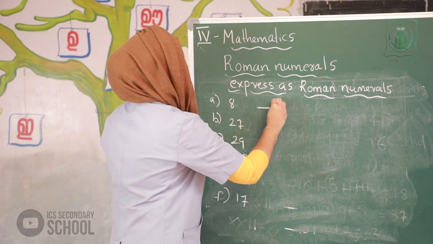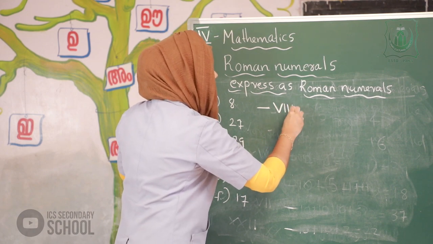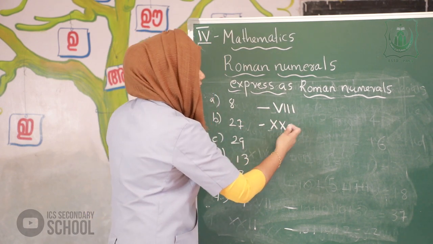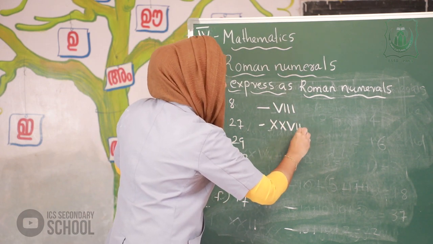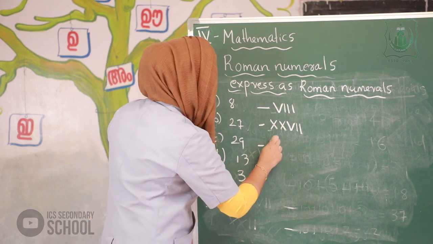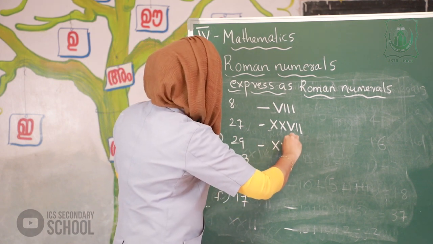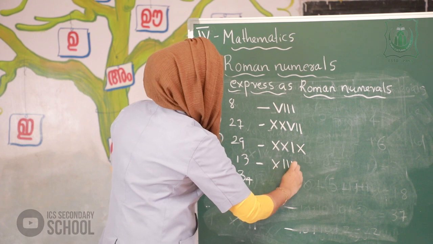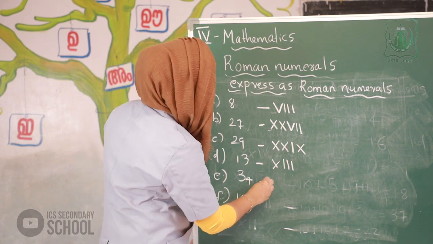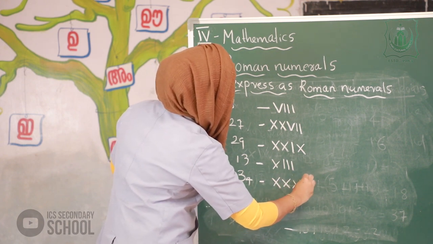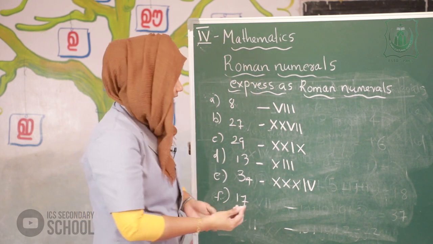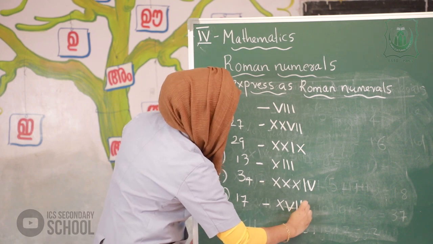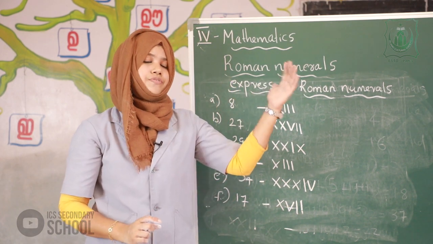How to write it? Yes, 5 and 3: 3 I's and 1 V. 27 means 10 plus 10 and 7. That means 5 and 2. Third one, 29: 2 X's, 20 and 9. How to write 9? Learn about it. Next is 13: X and 3 I's. 34: XXX, and how to write the 4? And the last one, 17: 10, 5 and 2. So you should mainly study the values of I, V and X.